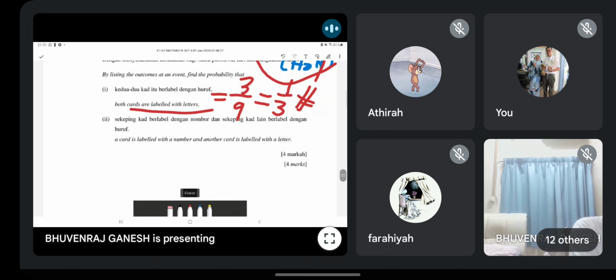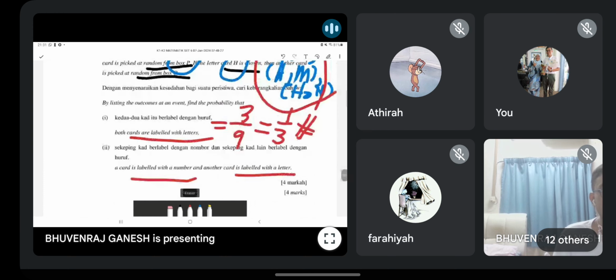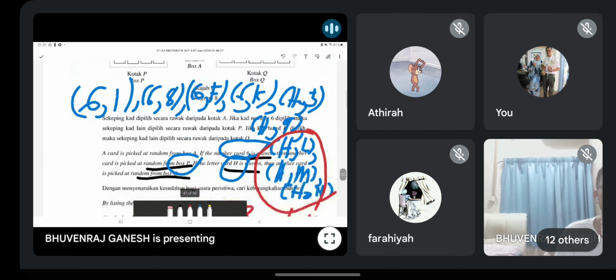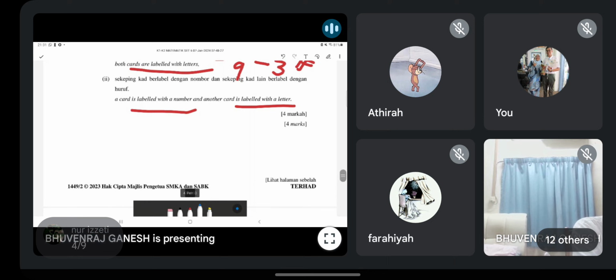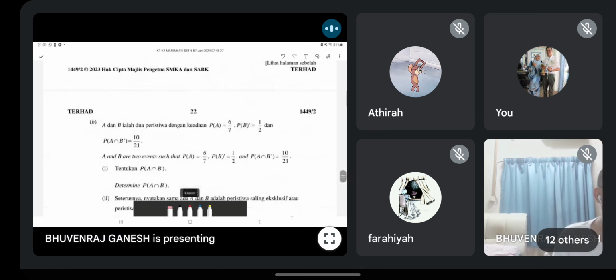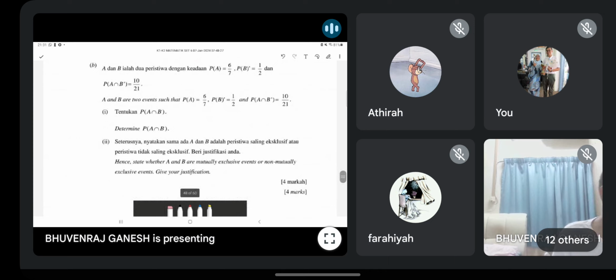Okay, next one. A card labelled with number, a card labelled with letter. Berapa guys? Pertama nombor, lepas tu huruf. Yes, so 4/9. Okay, jawapan dia 4/9. Okay, settle. Next one. Okay, yang ni kamu kena faham Venn diagram.